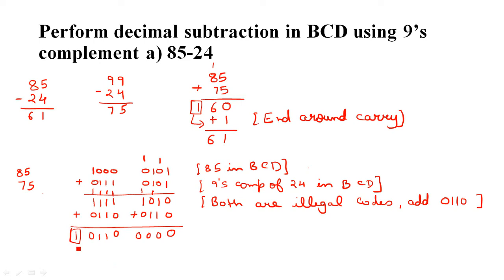So we will add end around this carry. So 1 0 0 0 0 1 1 0. This is 6. This is 1. This is our corrected difference.